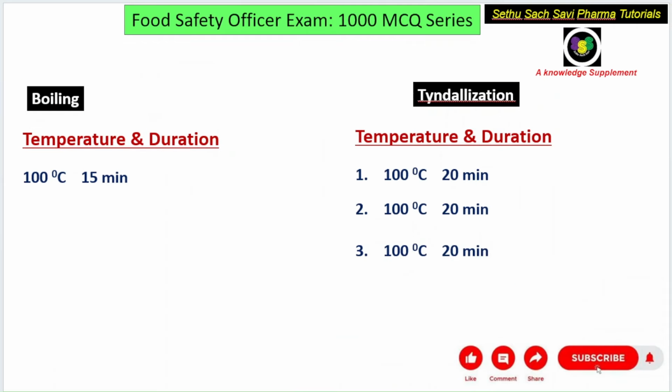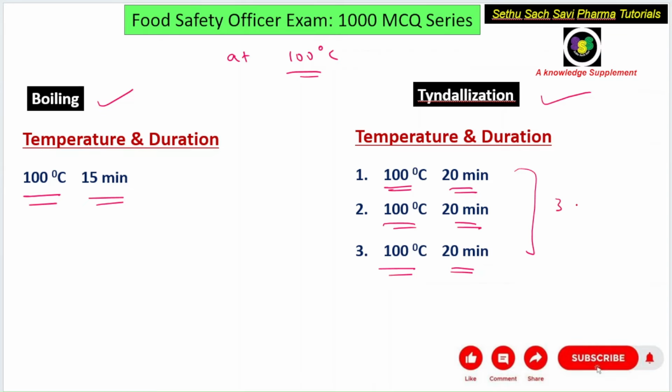Now, there is moist heat sterilization which is done at 100 degrees Celsius. Which are the examples? Boiling and tyndallization. In boiling, the temperature is 100 degrees Celsius for 15 minutes. Whereas in tyndallization, you need to do 100 degrees Celsius for 20 minutes on the first day, again 100 degrees Celsius for 20 minutes on the second day, and again 100 degrees Celsius for 20 minutes on the third day. So you need to do tyndallization for 3 days: 120, 120, 120.